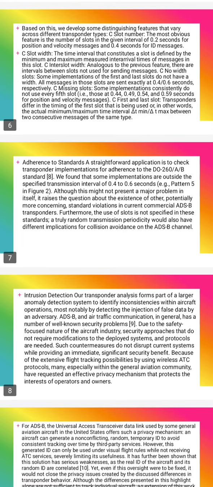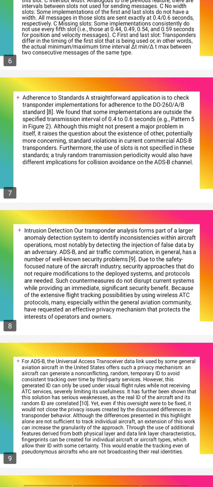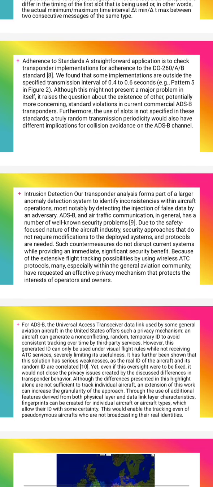Intrusion detection over transponder analysis forms part of a larger anomaly detection system that looks for identifiable inconsistencies within aircraft transmissions, most notably by detecting the injection of false data, which is a well-known security problem. Due to the safety critical nature of the aircraft industry, security approaches are needed. Currently, systems do not prevent extensive flight tracking possibilities, and users of wireless ATC have requested an efficient privacy mechanism that protects the interests of operators and owners.